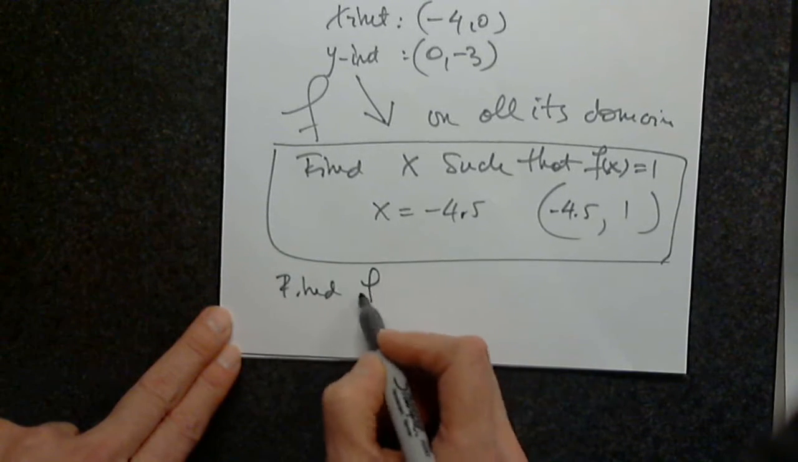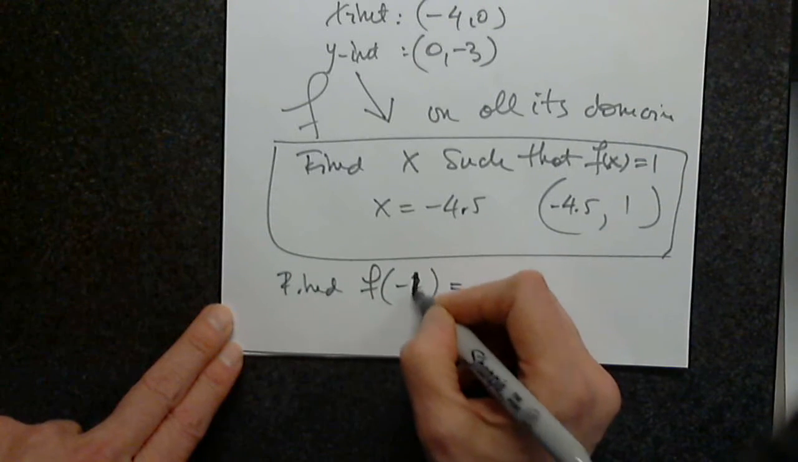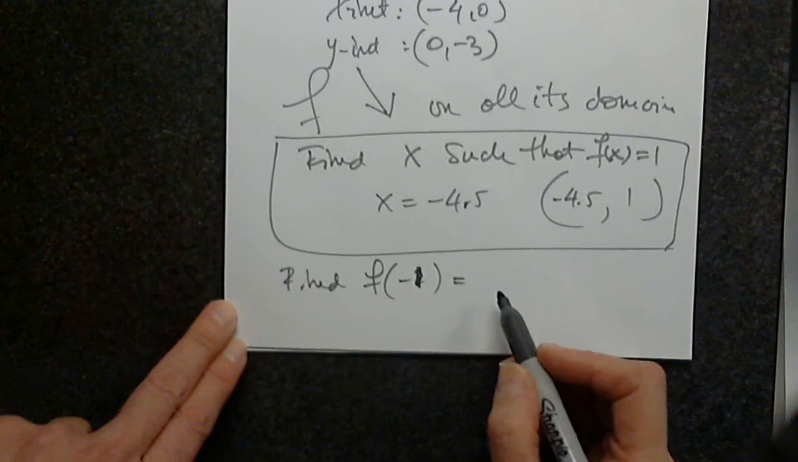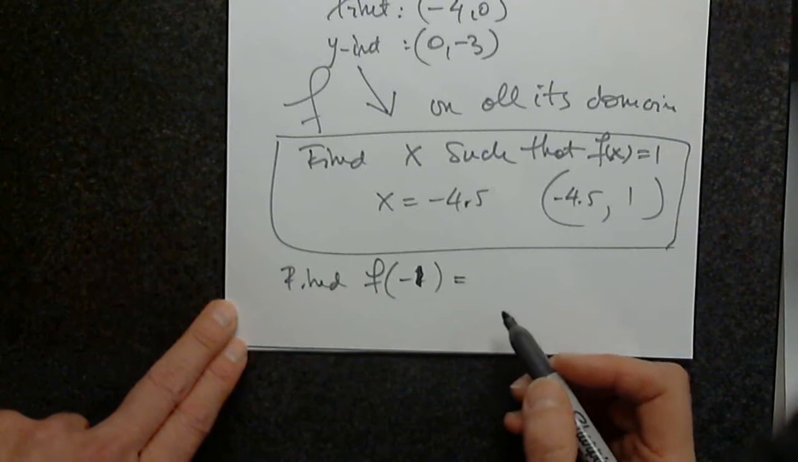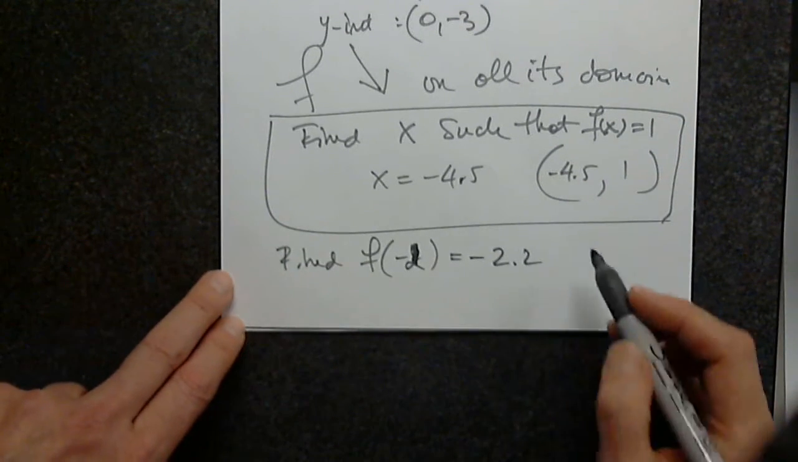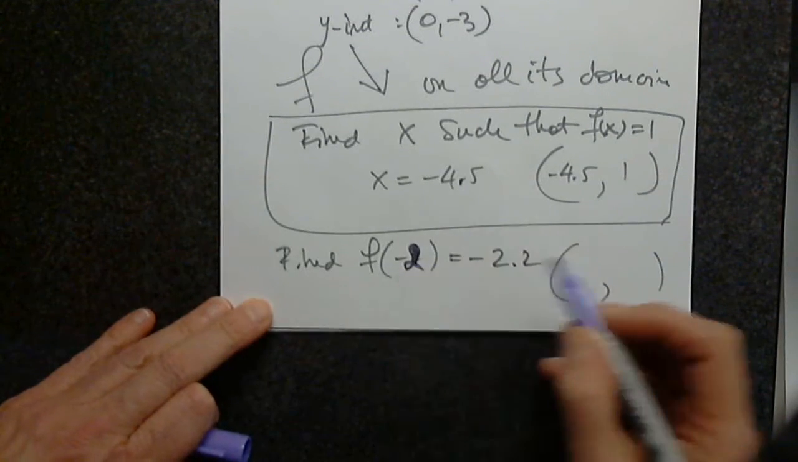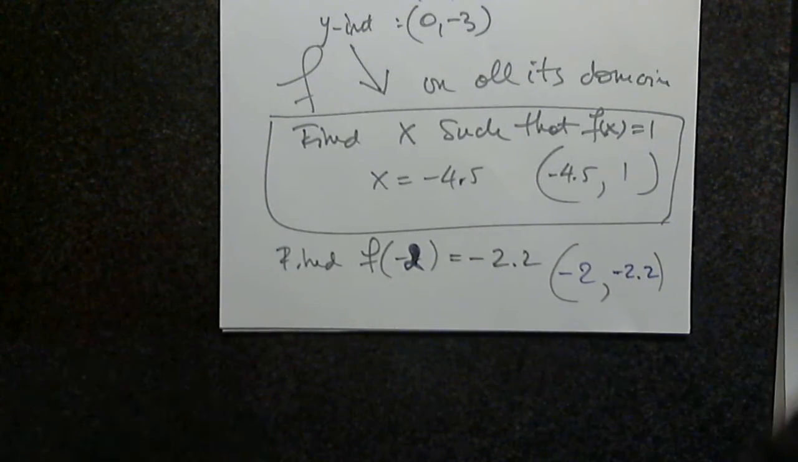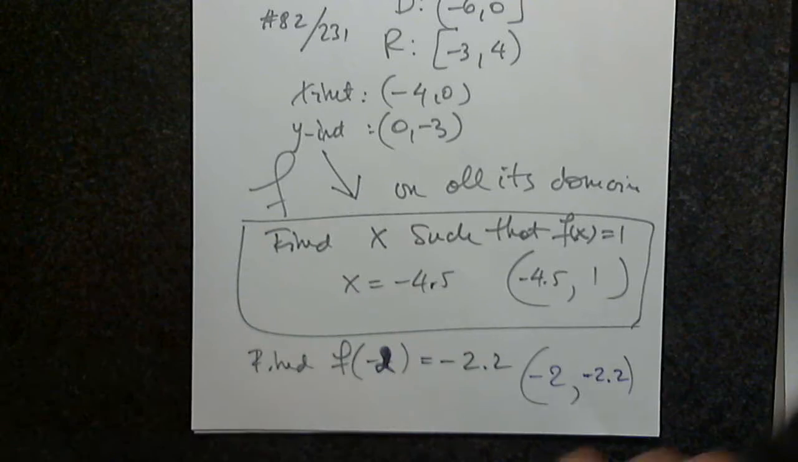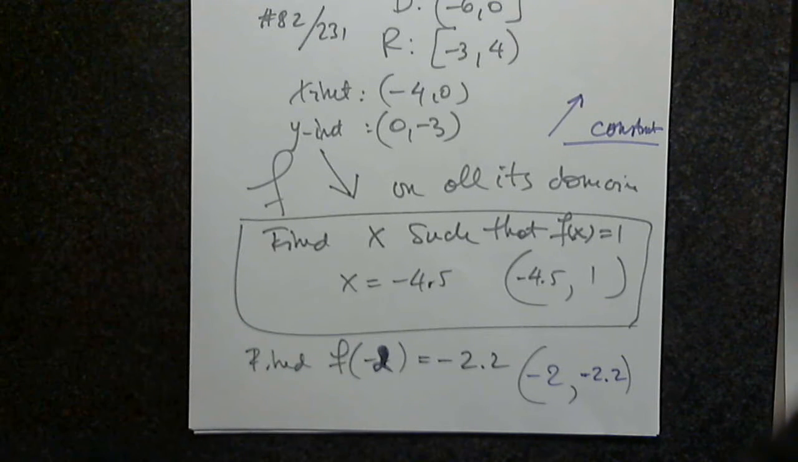What else did we say? Find f of -2. What did we say? I think we looked at -2, and it was -2.2. Can anyone give us the ordered pair? (-2, -2.2). I'm sorry, I went back and forth twice. You can't decrease, right? Yes, f is decreasing. The other one will be increasing or constant, so we're going to look at those later on.